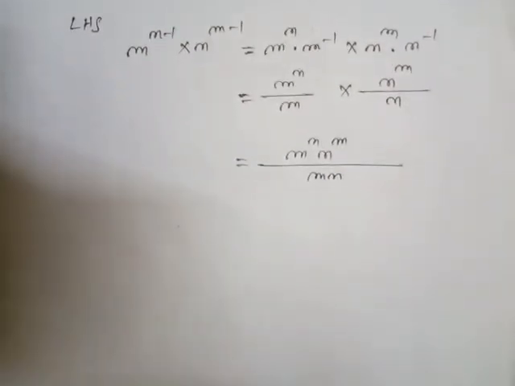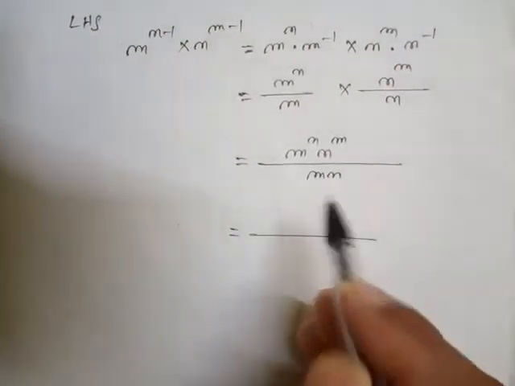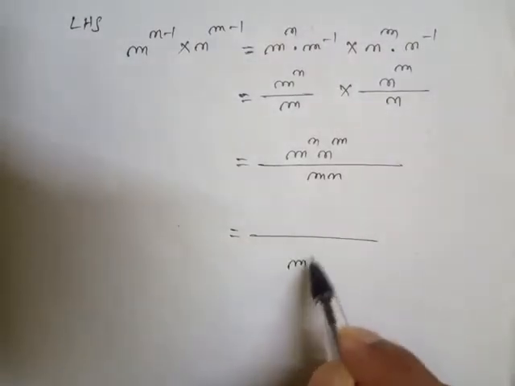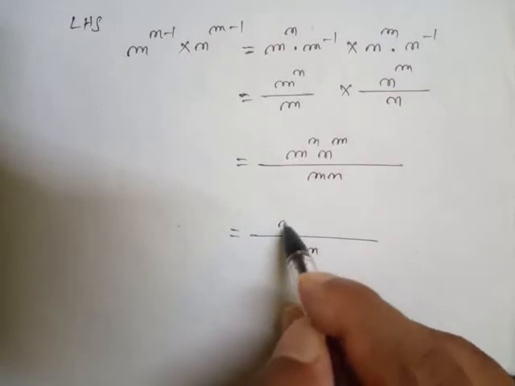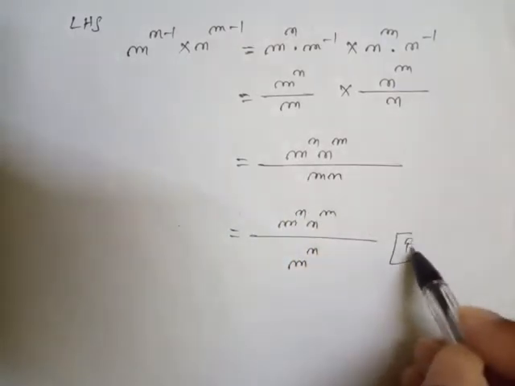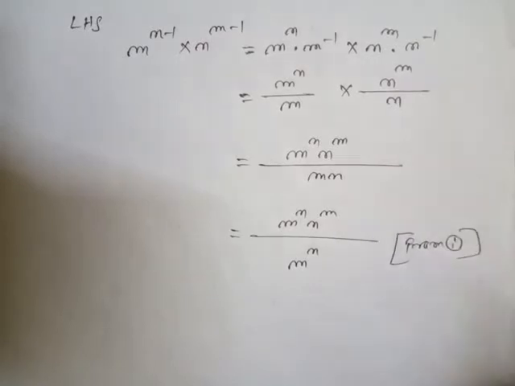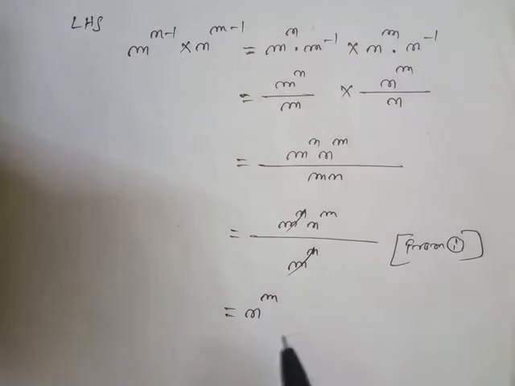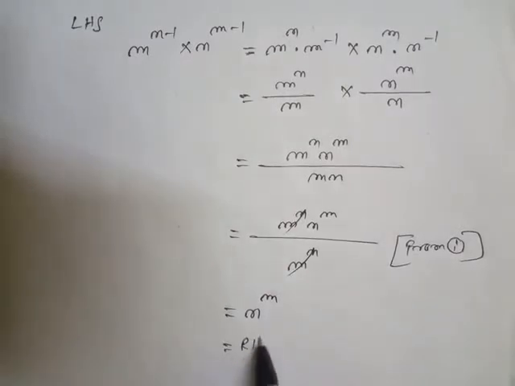Now in place of mn I will just write m to the power n, and there is also m to the power n and n to the power n. Here I will write from 1. Now this one and this one cancel. If these two are cancelled, so last one would be n to the power m, which is our answer actually. So here I am writing that RHS.